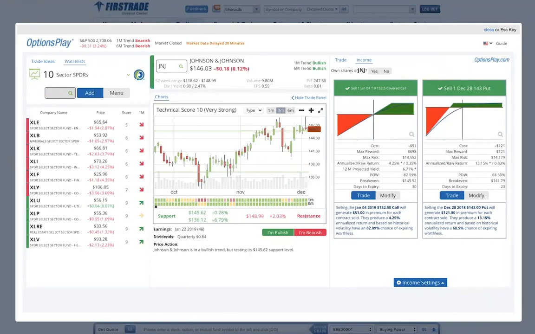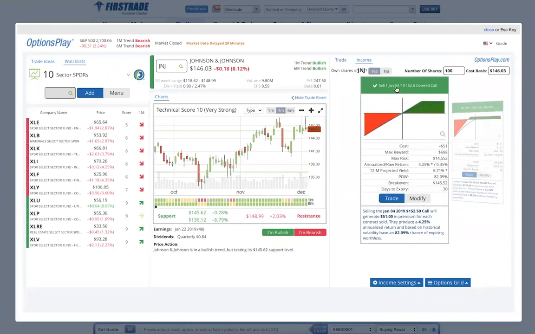Let's say 152.5. What you can do is sell a January 4th 152.5 covered call, which basically is the same as placing a limit order saying that if the stock reaches 152.5, I'll sell this stock at a profit. But to place that limit order, you don't get paid to do so. And if the stock doesn't get up to 152.5, you don't get paid anything. Selling a covered call here will actually pay you $51 to enter that order, so that if on January 4th, 2019, the stock is at 152.5 or higher, you will be able to sell your stock at a profit at 152.5, and you're going to collect your $51.